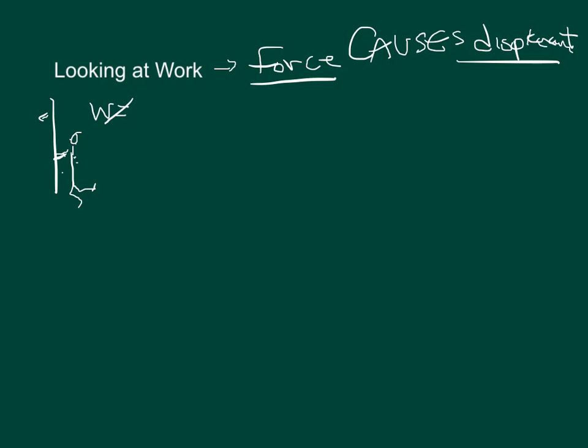Now, on the other hand, if all I do is I gently tap a cart and that cart starts moving, I have done work on that cart when I tapped on it because the force that I applied caused a displacement. So we can show the relationship between work, force, and displacement using this equation. Work is equal to the product of the force multiplied by the displacement.